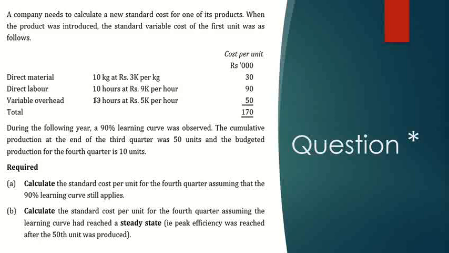Right. So during the following year, a 90% learning curve was observed. They have observed this scenario and they are giving the learning rate as 90%. The cumulative production at the end of the third quarter was 50 units and the budgeted production for the fourth quarter is 10 units. Now this is similar to your previous question. At the end of the third quarter our cumulative units are 50, similar to the end of June.